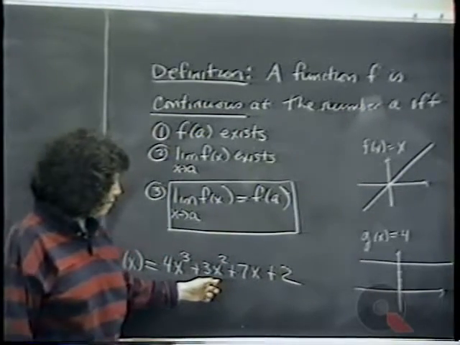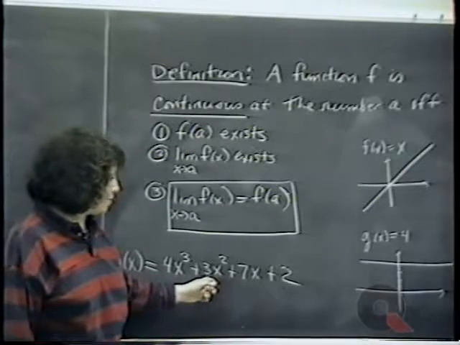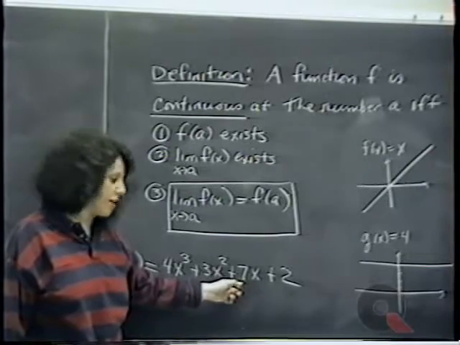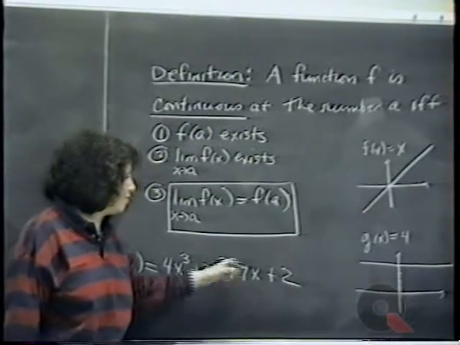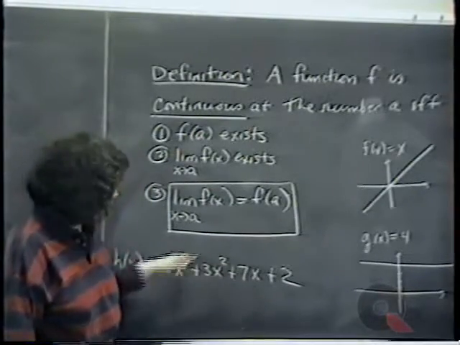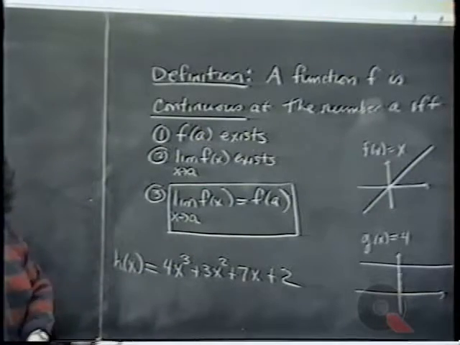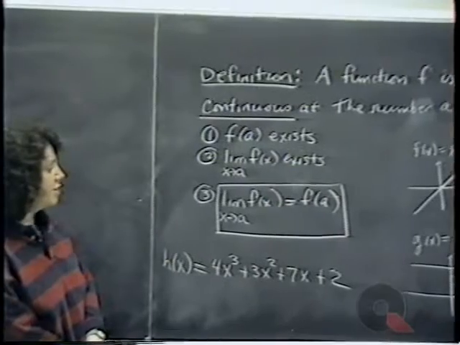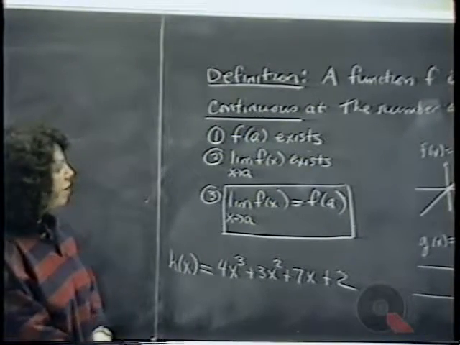Similarly, the second function here is the product of three continuous functions, y equals 3, y equals x, and y equals x. So that's continuous. Add it to a continuous function, it's continuous, and so forth, to show that all polynomials are continuous throughout their domains, which are, in fact, minus infinity to plus infinity.